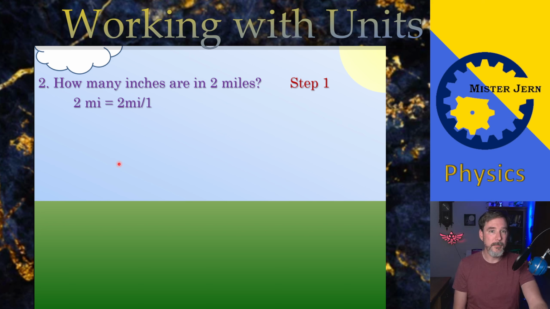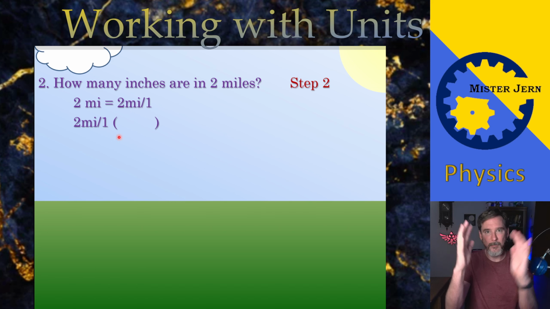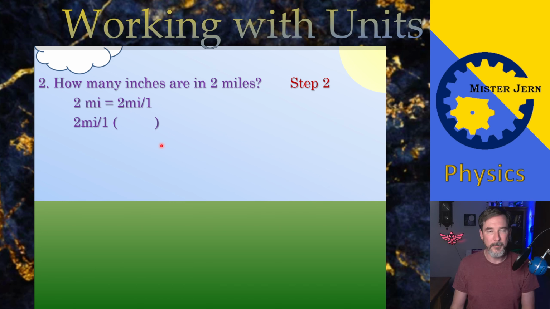So step 1 is to make it into a fraction. Just like last time, 2 miles is not a fraction, so I put it over 1. Step 2 is to put a parenthesis, leaving it wide so you can write, because you don't know how big it's going to be. I do know I want to get rid of miles, and miles is on top, so I'm going to put miles on the bottom right here. I don't know how to go from miles to inches, but I could go from miles to feet. And you notice, no numbers yet. Don't put numbers in until the end. Trust me on that. You just get confused sometimes. It doesn't need to go there yet.